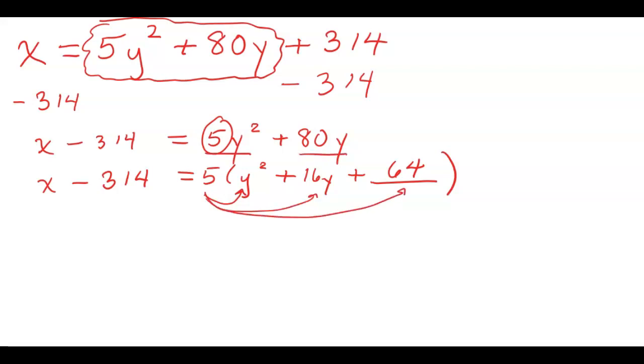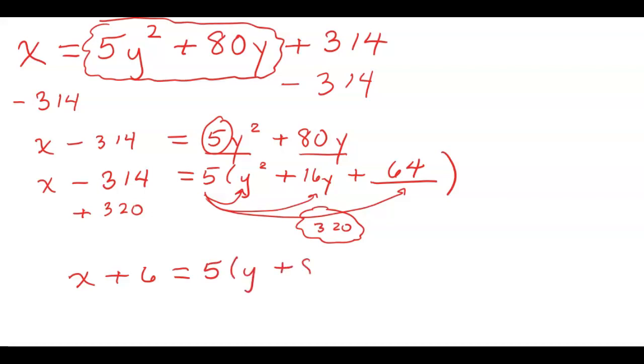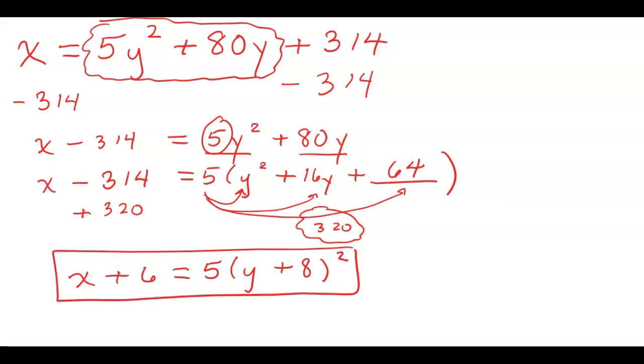5 times 64 is 320. So since we introduced 320 on the right side, we have to add 320 on the left. That's where we balance. Okay, so now we have x plus 6 equals 5, and then we've completed the square, so that is y plus 8 squared. Bam. Standard form.